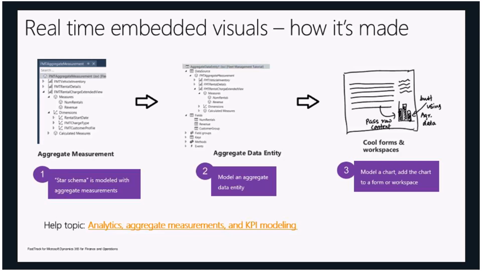And there is a difference in that the data warehouse things are the star schema, so they're more aggregated than the things in the data warehouse, but they do both rely on data entities. And then once you have your aggregate data entity, you can model the chart and put it on a workspace or a form.